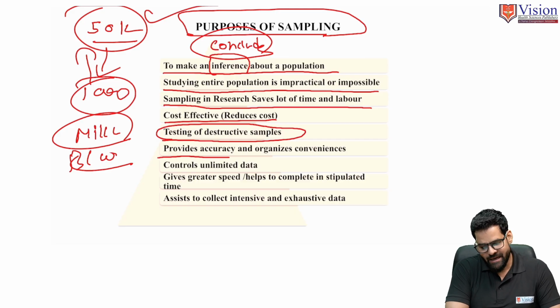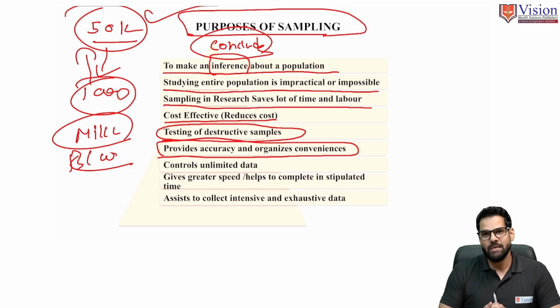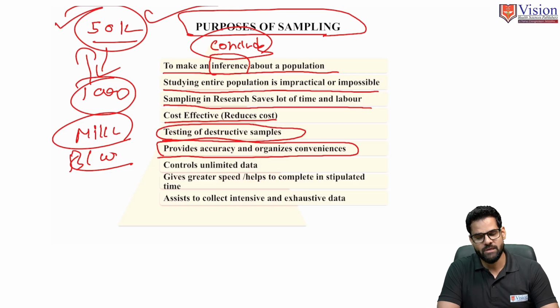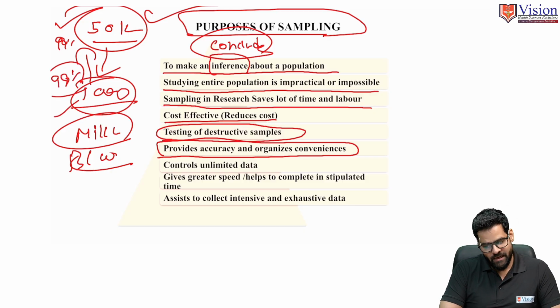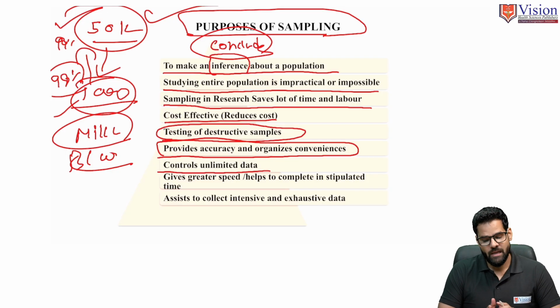Provide accuracy and organize the convenience. Now statistical tests are so strong, so powerful. They will give you approximately results with a similar accuracy as if you collect data from the entire population. If collecting data from 50,000 is giving me a 99% accuracy, and collecting data from 1,000 sample is giving me, let's say, 98% accuracy, I should go for the 1,000 samples, right? Then control the unlimited data, because if you are involved entire population, which is practically not possible, you have to deal with the data that is very extensive and will not be manageable.